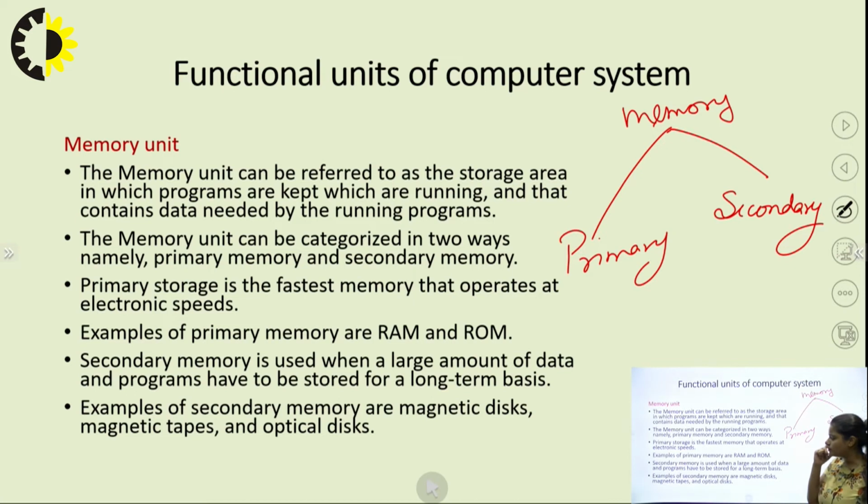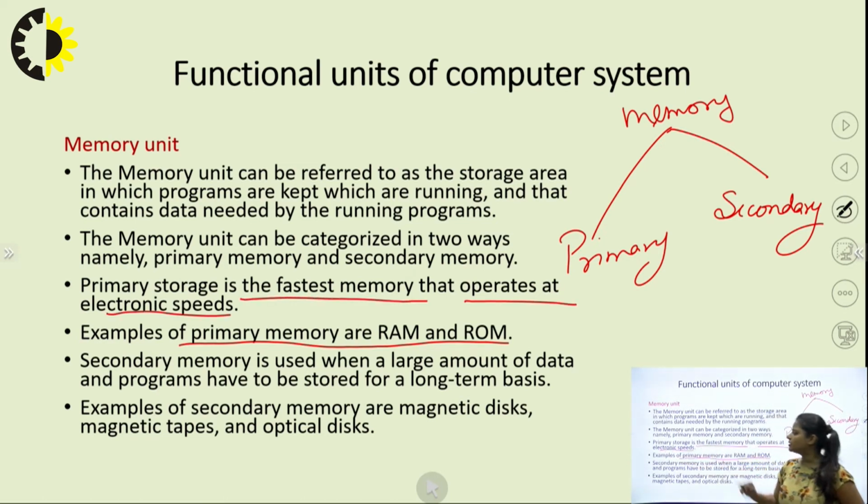We are having two types. Okay. So what is primary storage or memory? This is basically the fastest. Primary memory are RAM and ROM, and it is also the fastest memory that operates at electronic speed. The examples are RAM and ROM.